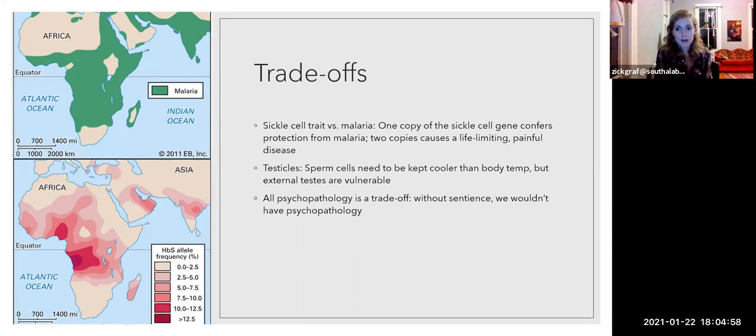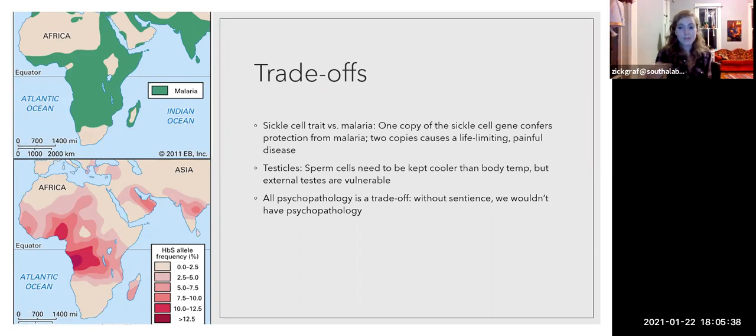Another possible example of a trade-off could be, as you read about in the reading, testicles. Sperm, in order for them to be viable, need to be a little bit cooler than body temperature. So the trade-off that humans have developed is the sperm are carried in these very vulnerable, delicate sacs outside the body. External testes are vulnerable, but sperm have to be kept at this temperature. So that's another example of an evolutionary trade-off. And very broadly, all psychopathology is an example of a trade-off, because if humans didn't have intelligence and consciousness, arguably we would be without a lot of the symptoms of psychopathology that cause distress.